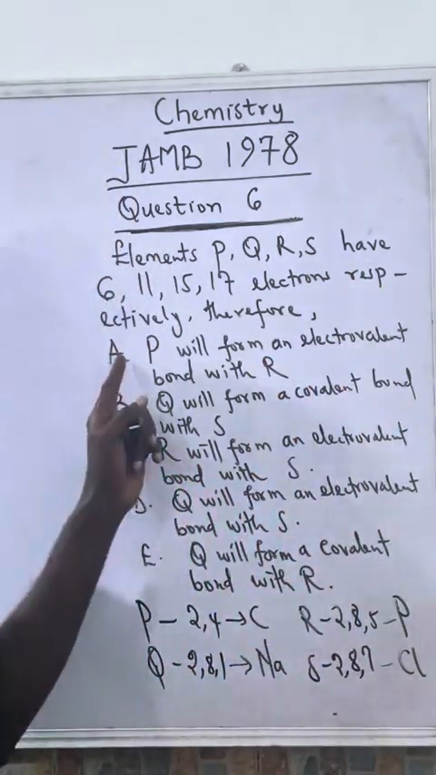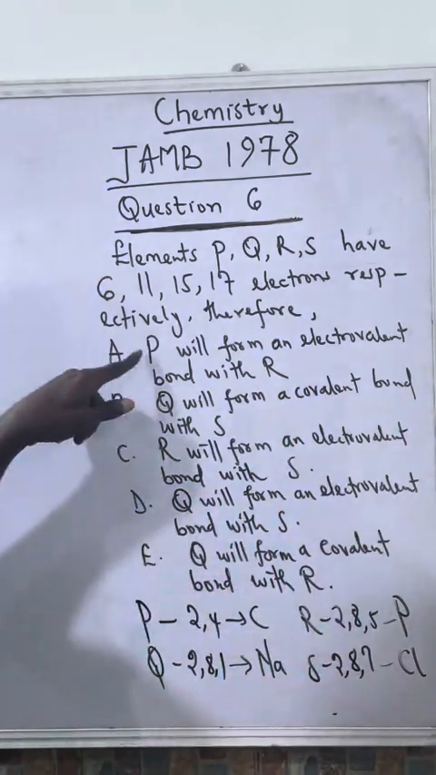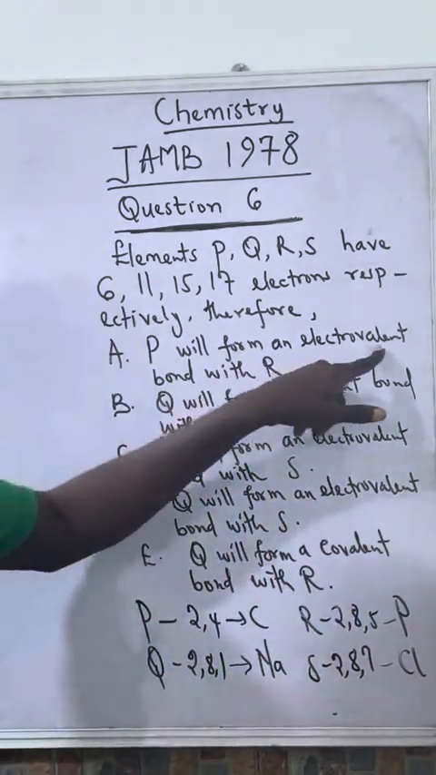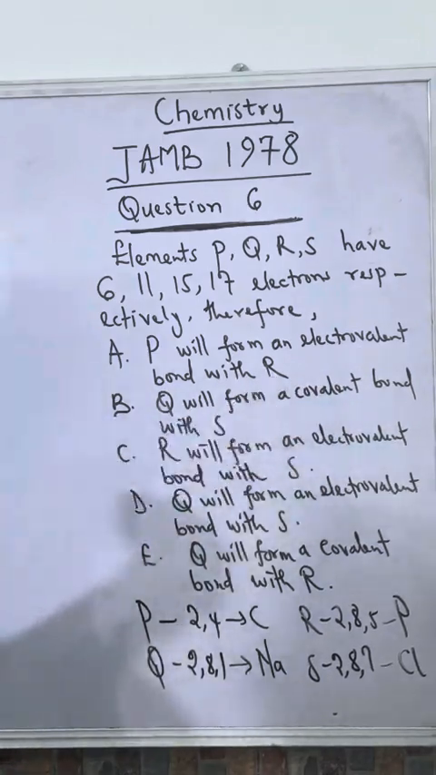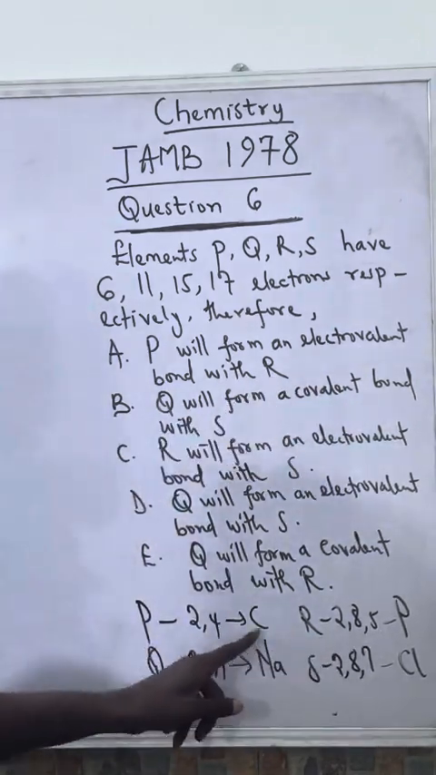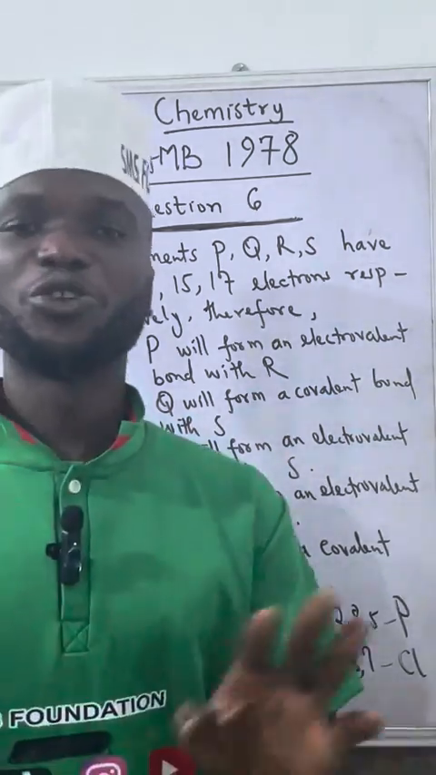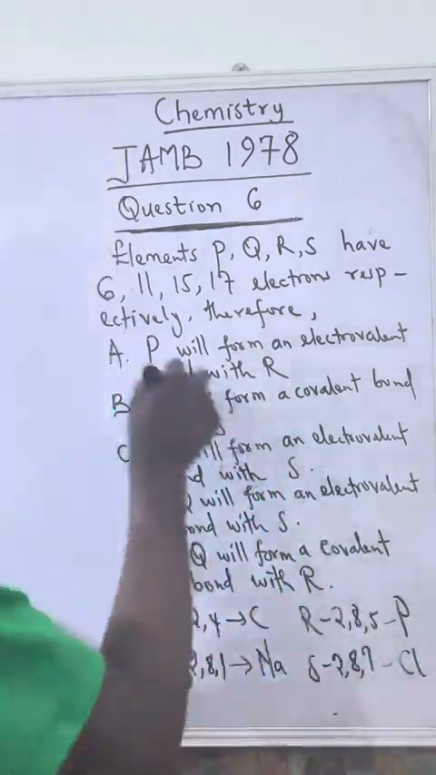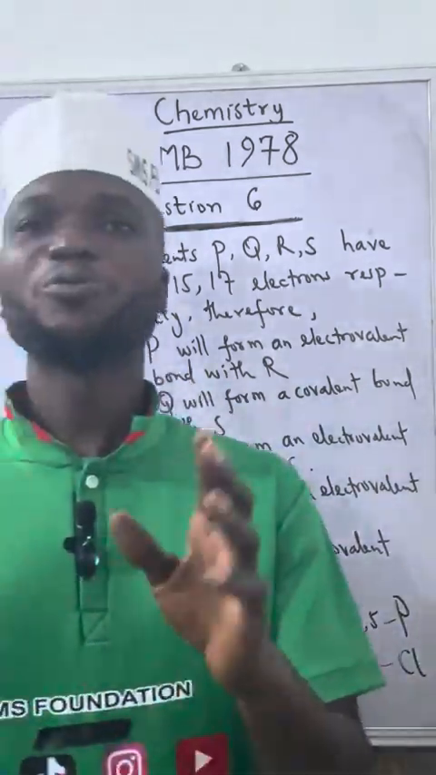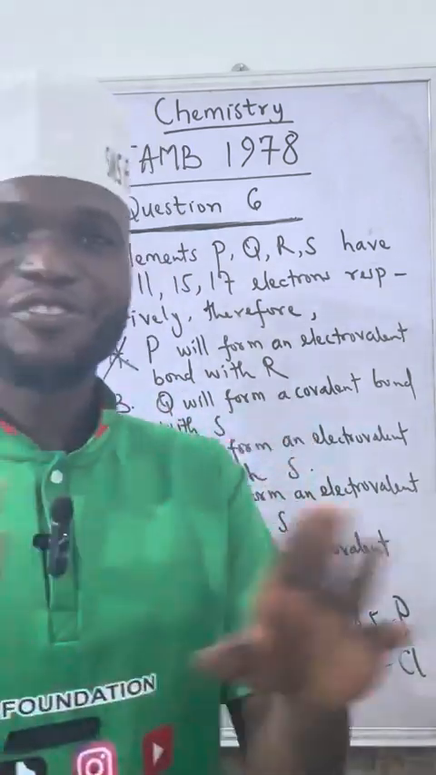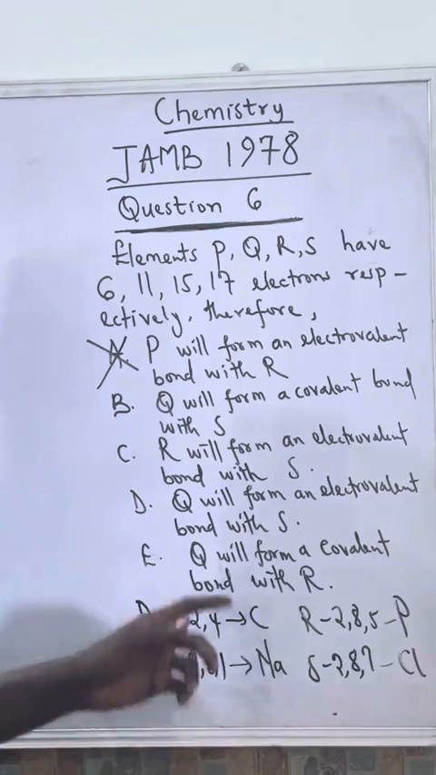So let's consider option A, whether it's correct. P will form an electrovalent bond with R. Where is R? R is 15. P is carbon. Carbon does not form electrovalent bond. So that's wrong. Carbon always forms covalent bond with whatever element it wants to combine with.